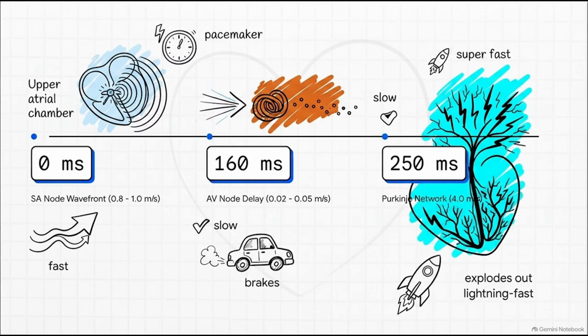But then something absolutely crucial happens. The conduction velocity slams on the brakes. It drops dramatically down to just 0.02 to 0.05 meters per second at the atrioventricular or AV node. And finally, after that brief pause, the impulse just explodes out of the AV node, shooting down the bundle of His and the Purkinje network at lightning-fast speeds of up to 4.0 meters per second.